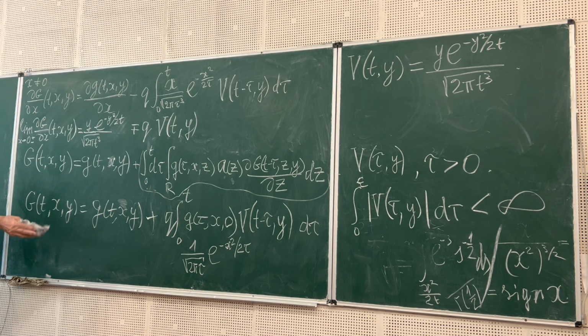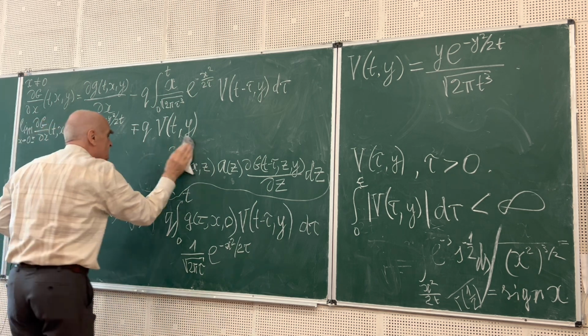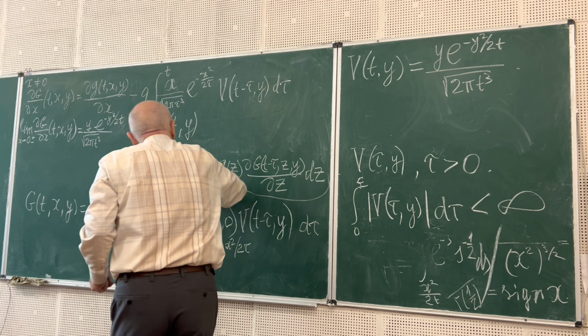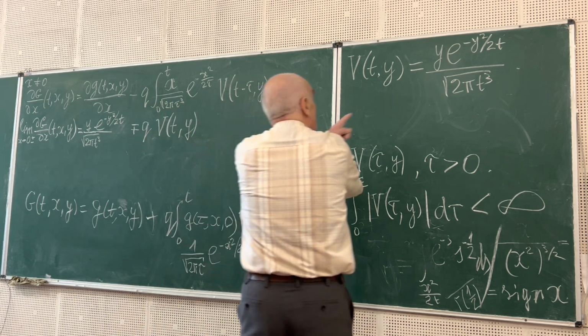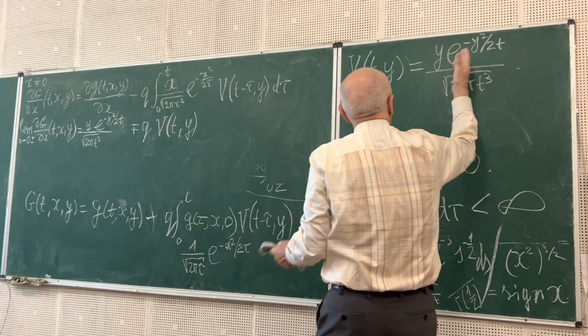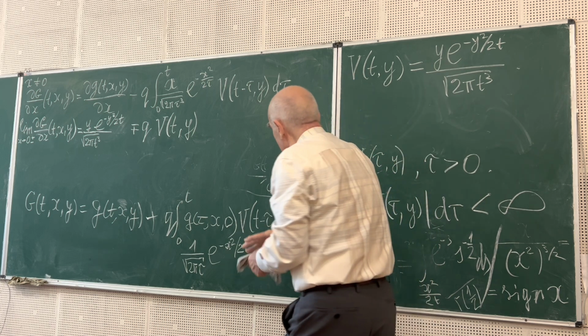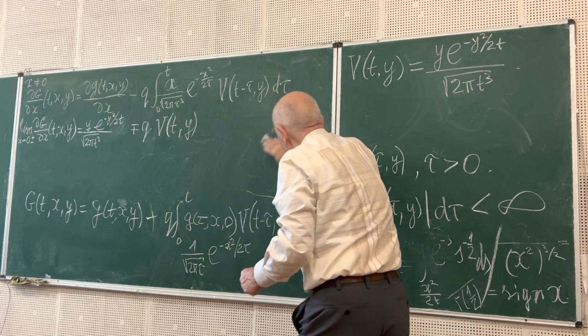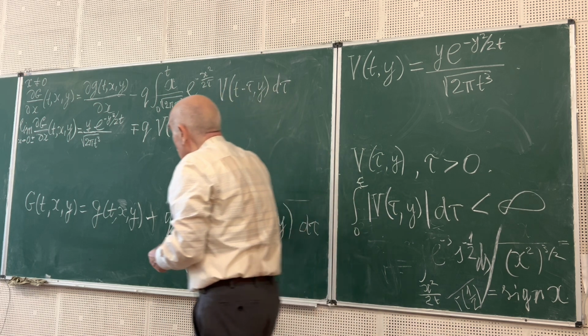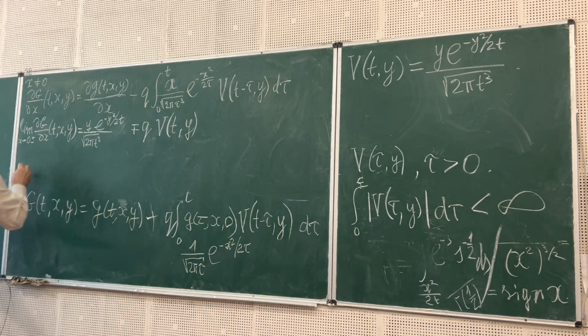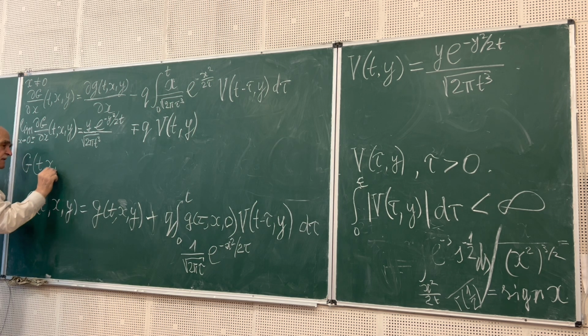Okay, and now let us substitute this function into this formula. We get the following formula for G capital T, x, y.